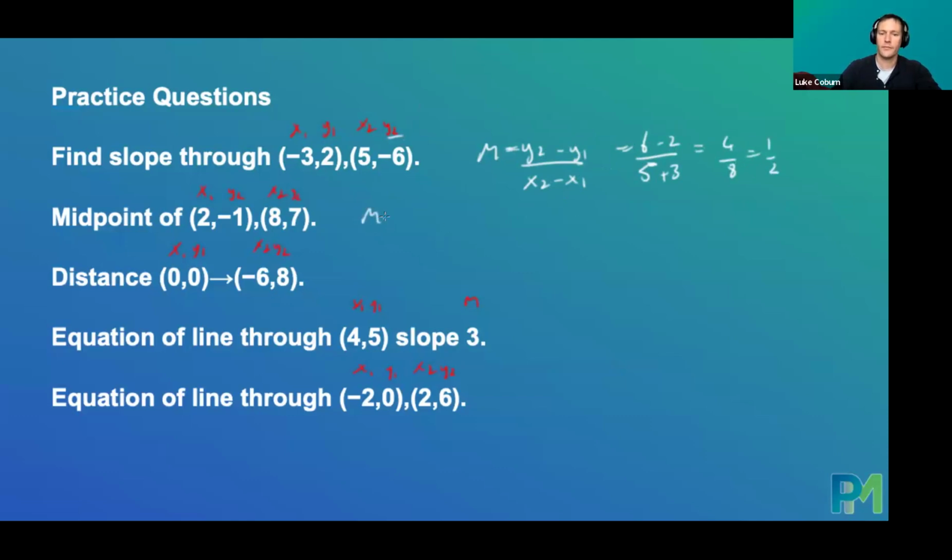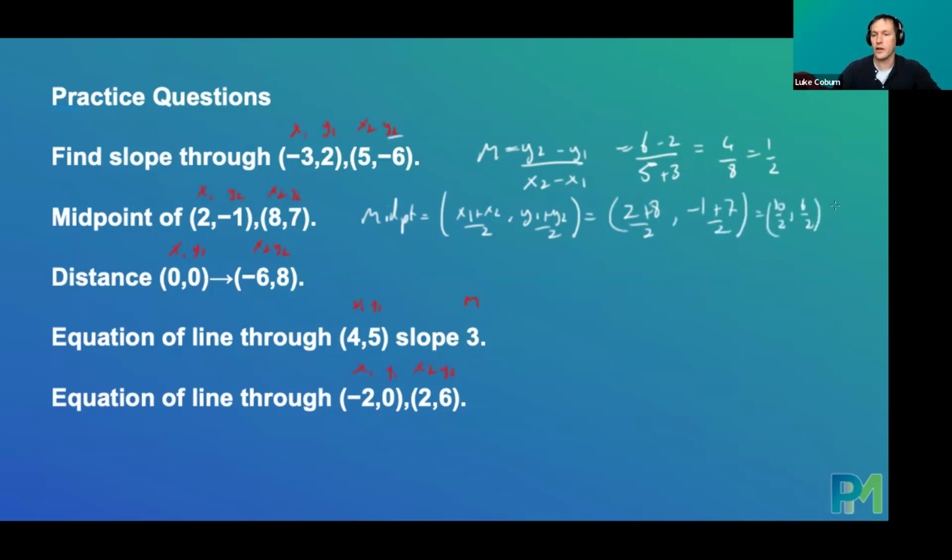The midpoint formula will be like x1 plus x2 over 2 and y1 plus y2 over 2, which is going to be 2 plus 8 over 2, and then minus 1 plus 7 over 2. So that'll be 10 over 2, and then 6 over 2. So that'll be 5, 3.